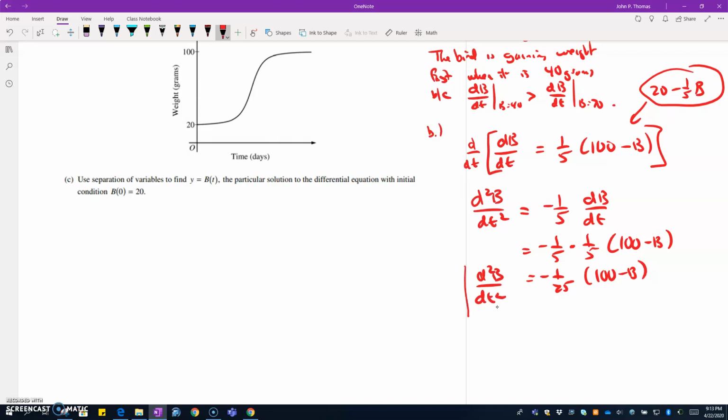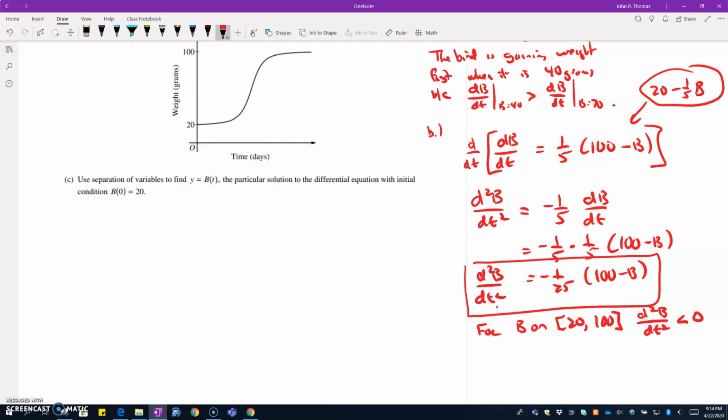Now the second component they're looking for is why this graph cannot be correct. So one thing I notice is, for b on 20 to 100, which are our possible b values, the second derivative has to be negative, because it's negative 1/25 times (100 minus b), and as long as b is under 100, that's going to be a positive number. Thus the graph must be concave down.